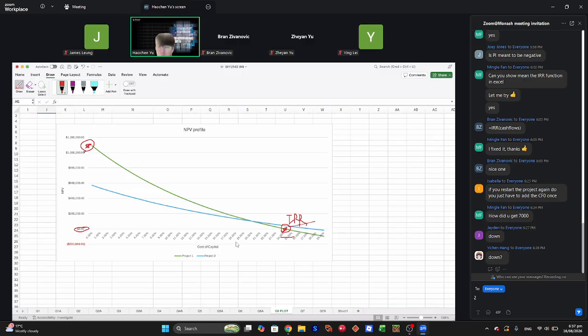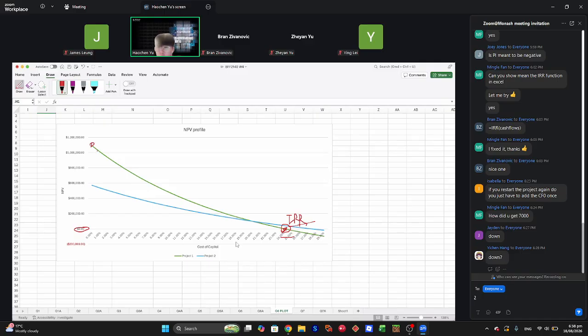But how can we know this point? How can we find out the number here? Can we just apply the NPV function to get this one? Yes, definitely yes, because this is the NPV profile. But if I want to know this point, which discount rate am I going to use? I'm going to use a discount rate of 0, because this is from the NPV profile. When the discount rate equals 0, then I can apply the NPV function, and eventually I will get the point here.